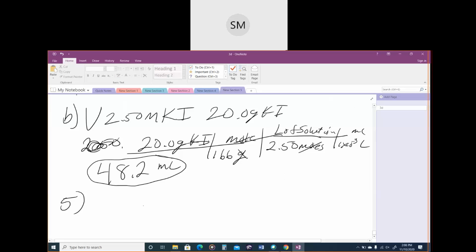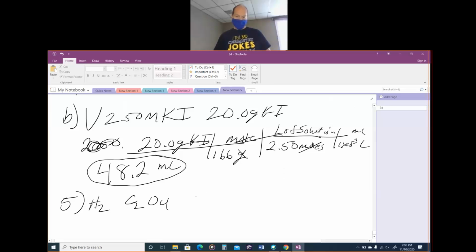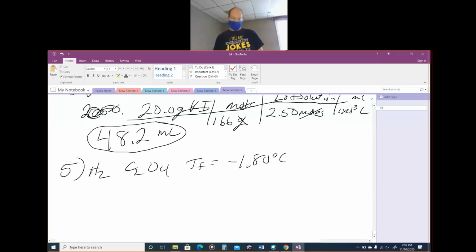The freezing point of H2C2O4, temperature of freezing, is negative 1.80 degrees Celsius. Calculate the molality. So now we have a freezing point depression problem. And so we have our delta T sub F is equal to i Kf C sub m. All right, our delta T sub F, we know that it is 1.80. The freezing point would have been 0. It is negative 1.80 because the freezing point depression brought it down by 1.80.